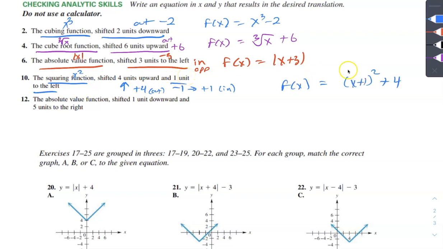And notice how my square is outside the parentheses here. Some people put the square right here. That's wrong. Outside. You want your plus 1 to be on the inside.